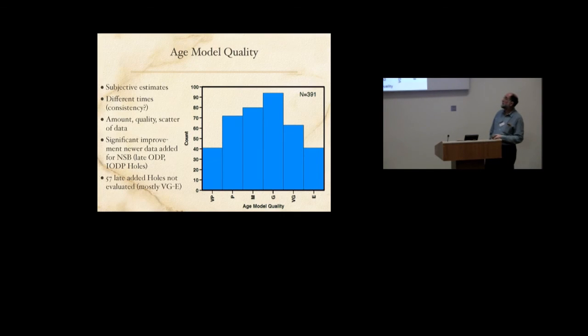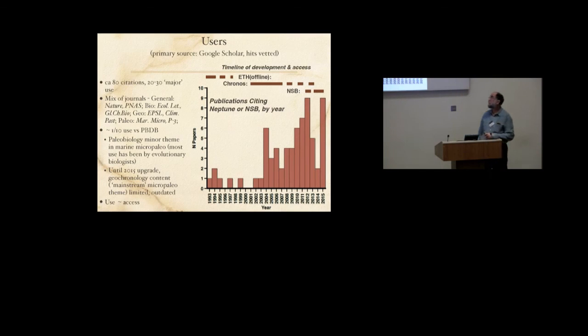And this is an idea of age model quality. It's actually not all of the stuff in the system. I'm still evaluating the last 50 newer data sets, which are probably mostly going to be up in this range here, going from very poor to excellent. And it's a subjective estimate made by me, but it gives you an idea of the average quality, which is not so bad. And it's improved significantly in the last years as we've added new data into the system.